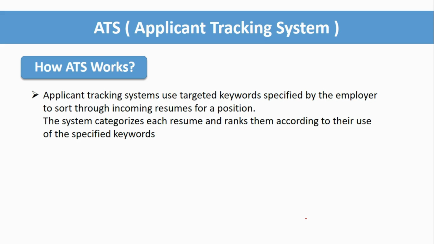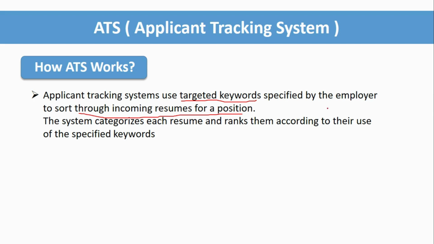Now we understand what the ATS is and for what purpose the HR team uses it. Let's understand how ATS works, because if we understand clearly how it works, we will get a clear idea of how to design our resume to be ATS friendly. The applicant tracking system uses targeted keywords specified by the employer, which we can see in the JD, the job description. We will cover how to check the JD. It runs these keywords through the incoming resumes for the position.